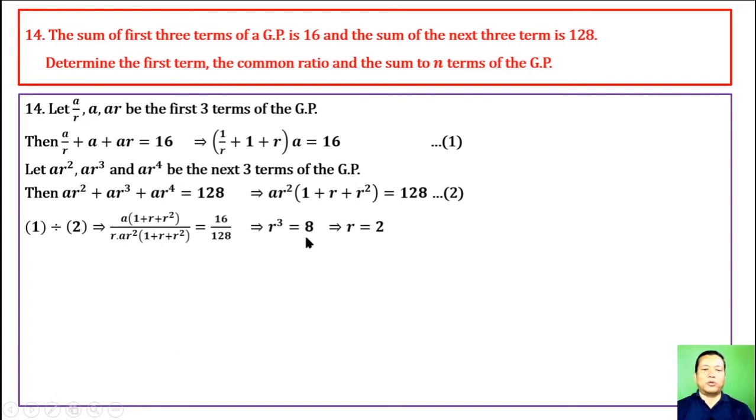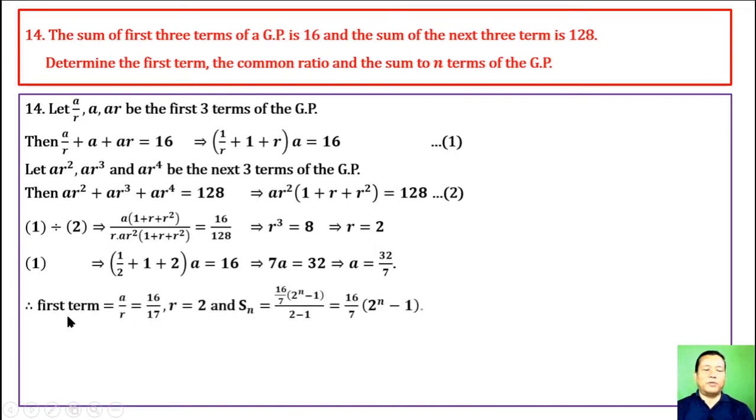Solving r cubed equal to 8, that is r equal to 2. We have known that r is 2. Putting r equal to 2 in equation 1, we get this, from which we have solved a, the first term, that is 32 by 7. Now we have known the first term and common ratio. Therefore, the sum to n terms of the GP is, with first term a by r, that is 16 by 7, r is 2, and the sum to n terms, using the appropriate formula, we get this.